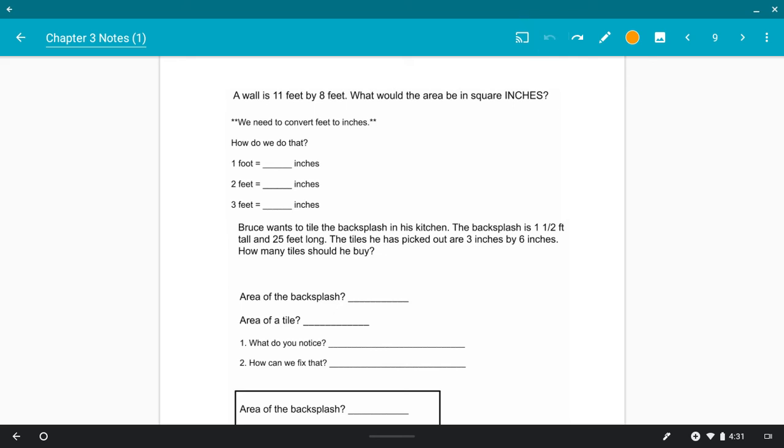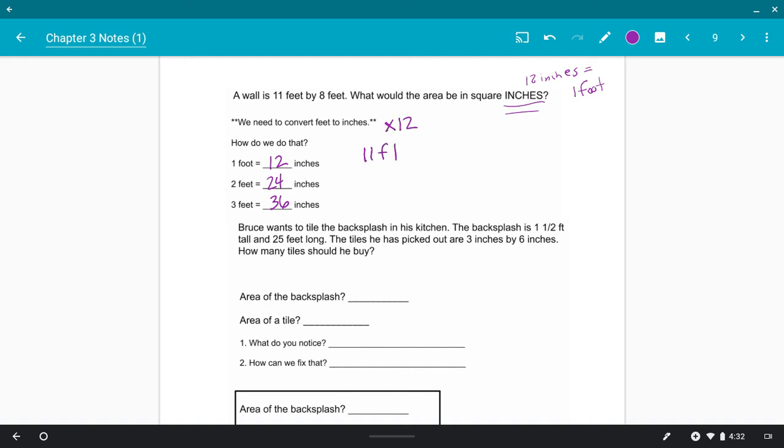So here it says a wall is 11 feet by 8 feet. What would the area be in square inches? Okay, there's 12 inches in 1 foot. 12 inches equals 1 foot. So 1 foot would be 12 inches. 2 feet would be 24 inches. 3 feet would be 36 inches. So we need to convert feet to inches by multiplying by 12.